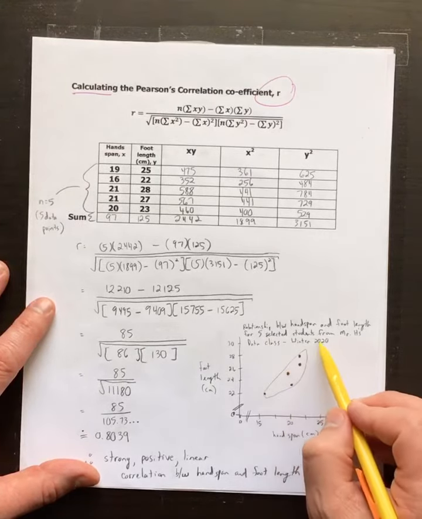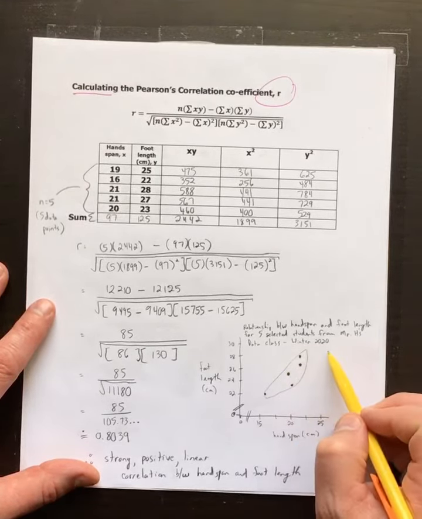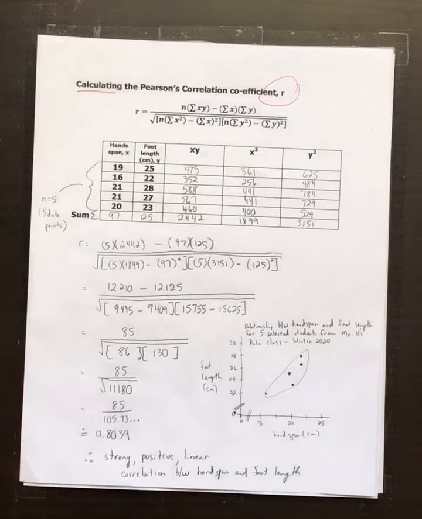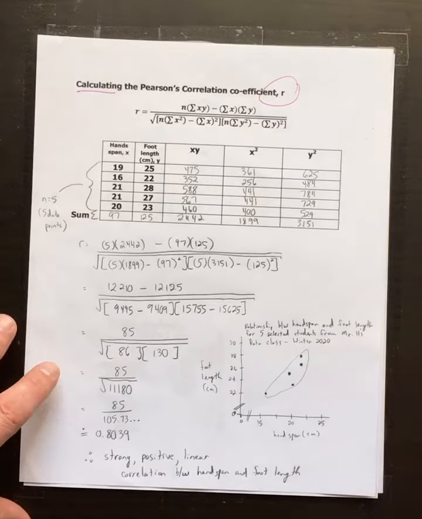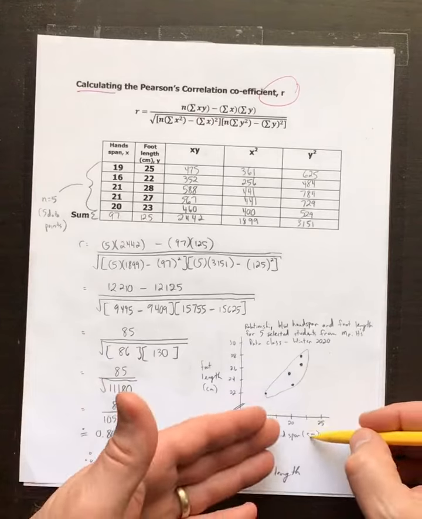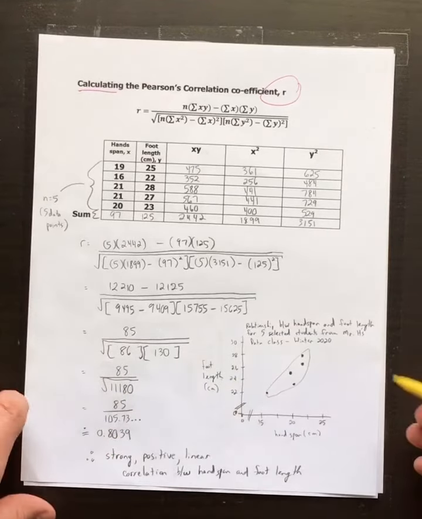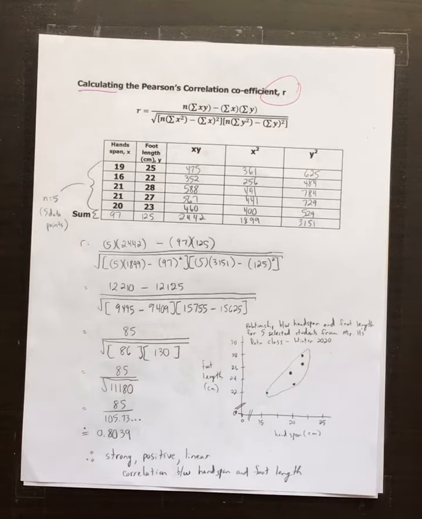For 5 selected students from Mr. Henley's data class, winter 2020. So again, you tell me some more information rather than just throwing down hand span versus foot length. I know that that's what it is. I look down their hand span, I look at their foot length. I want to know whose hand span, whose foot length, what is this all about, who are these people, and so on and so forth. So you want a descriptive title when you're doing that.